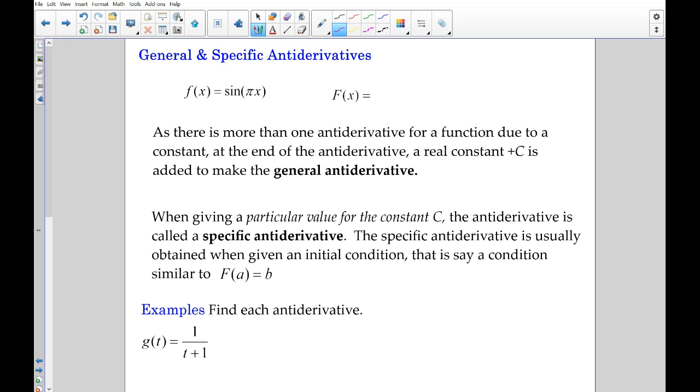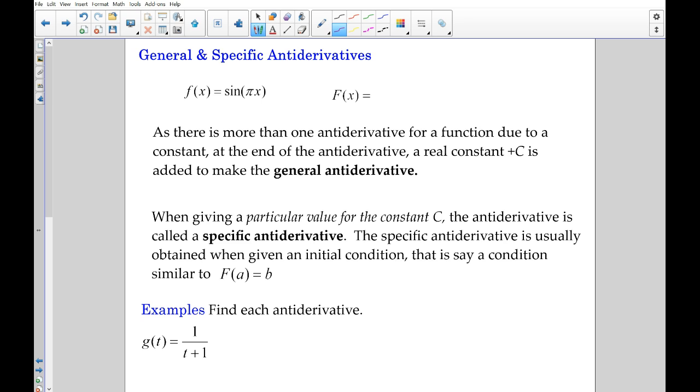This video is going to discuss general and specific antiderivatives. If you have not watched the video on Introduction to Antiderivatives that I have posted on my channel, please be sure to do so before watching this video. In this video we're going to essentially find antiderivatives, and then there are going to be constants that we have to add or subtract.